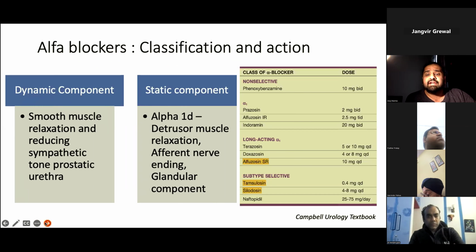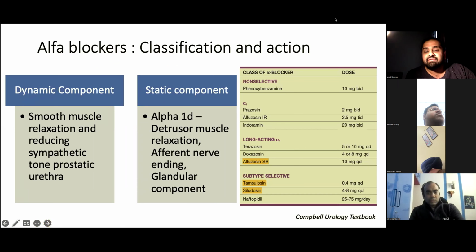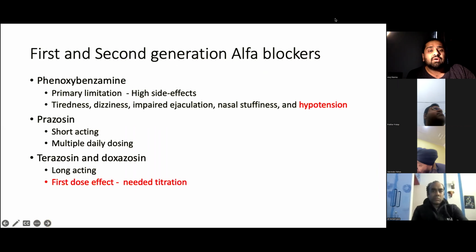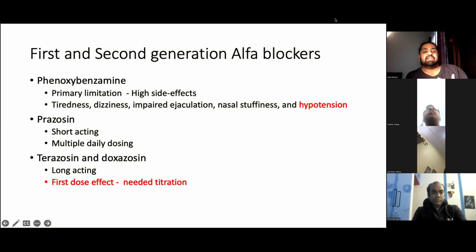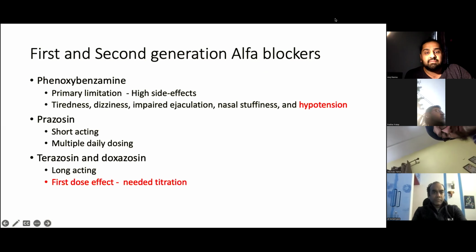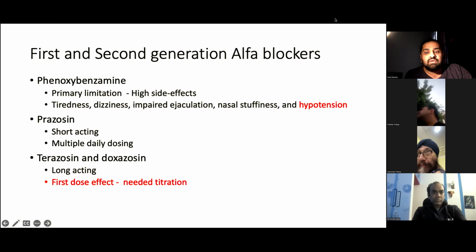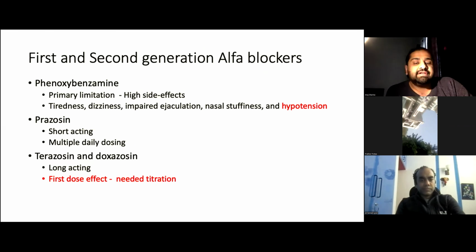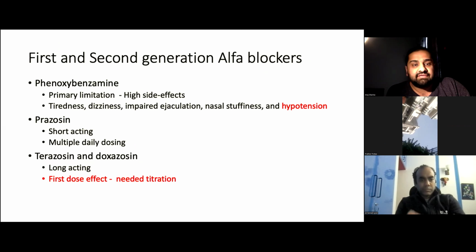Amongst the various drugs, the non-selective one is phenoxybenzamine, whereas prazosin and alfuzosin are the older ones. The subselective or uroselective ones are tamsulosin, silodosin, alfuzosin, and naftopidil. The first and second generation alpha blockers are prazosin, terazosin, and doxazosin. These drugs had a primary limitation of various side effects because of broad receptor blockage, including tiredness, dizziness, impaired ejaculation, nasal stuffiness, and congestion. Prazosin was short-acting, so multiple daily dosages were required, whereas a first dose effect, which always needed titration, occurred with terazosin and doxazosin.